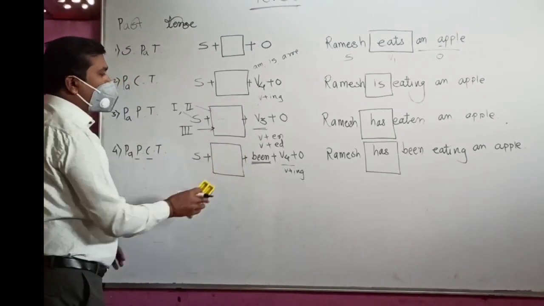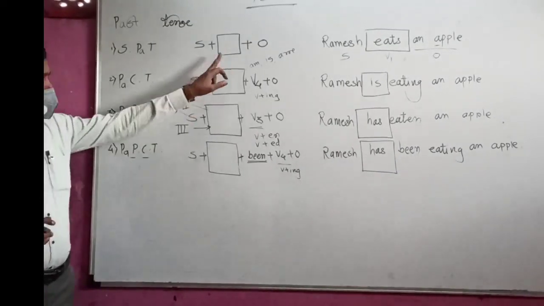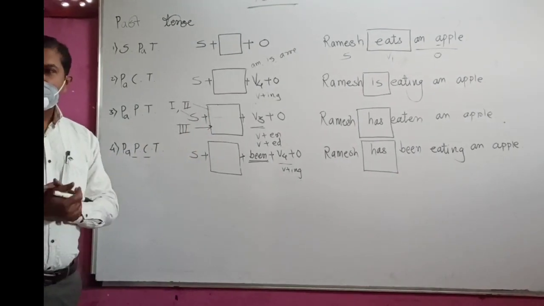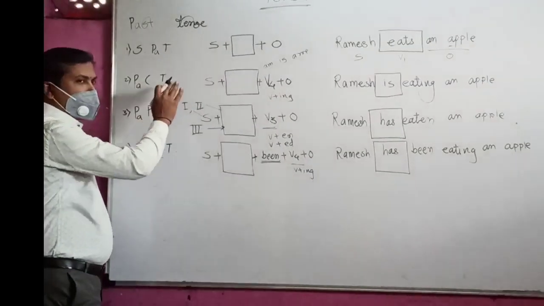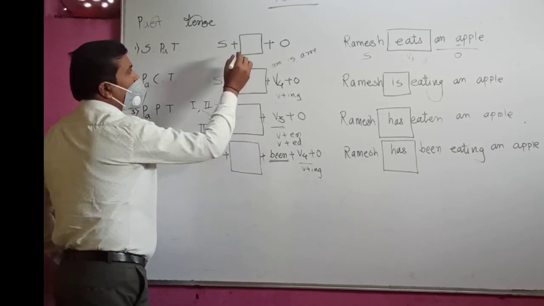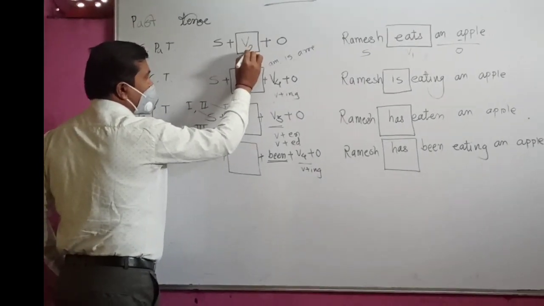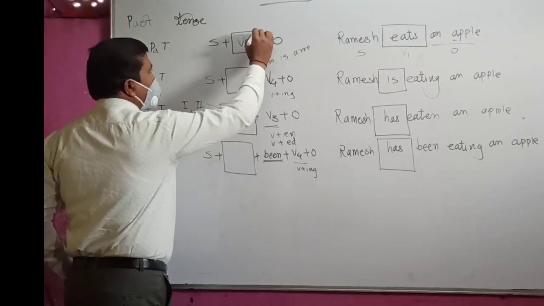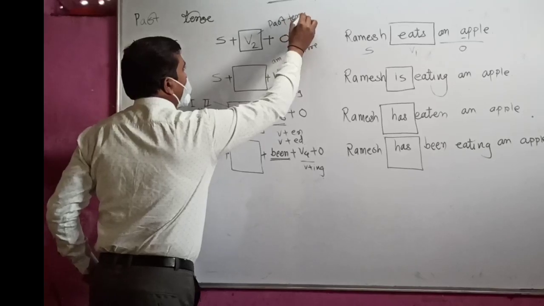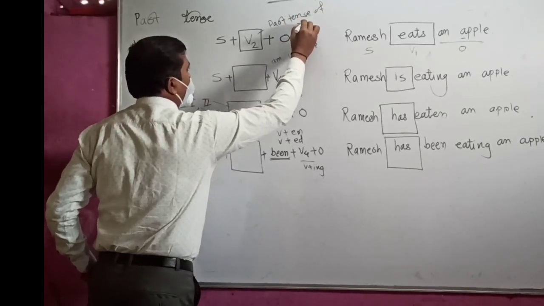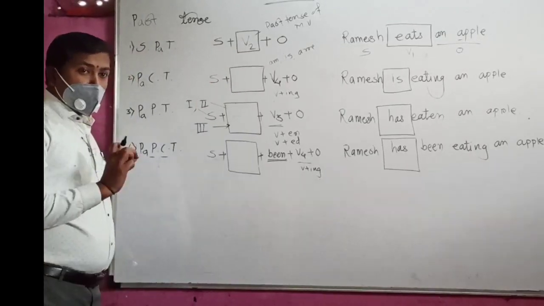I am not going to change any other letter. Where it is a box, I am going to change it. Now, the formula of simple past tense is that in past tense we are going to use the verb, but in V2 format. V2 means the past tense of the main verb. It is known as V2.